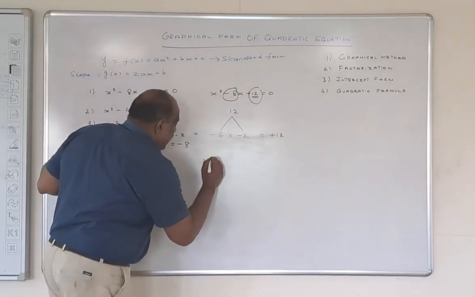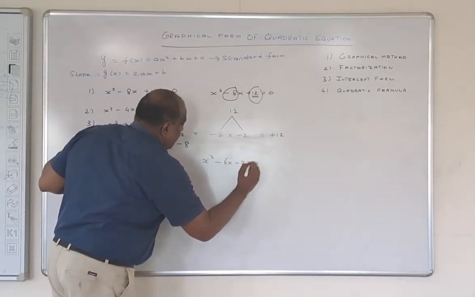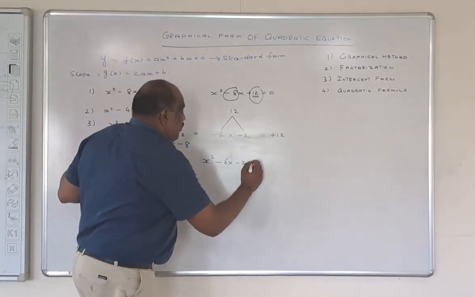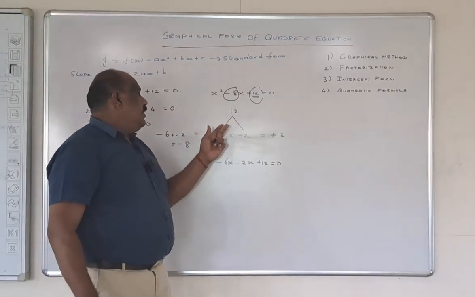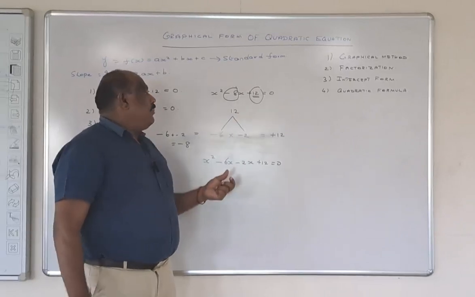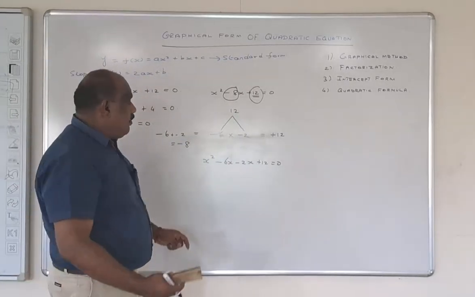Okay, you can see x squared minus 6x minus 2x. Now also you see, if I add, I will get minus 8x. Minus 8x plus 12 is equal to 0. So this is the logic. The logic is that when I multiply the two numbers, I should get the constant. And when I add them, I should get the value of b.